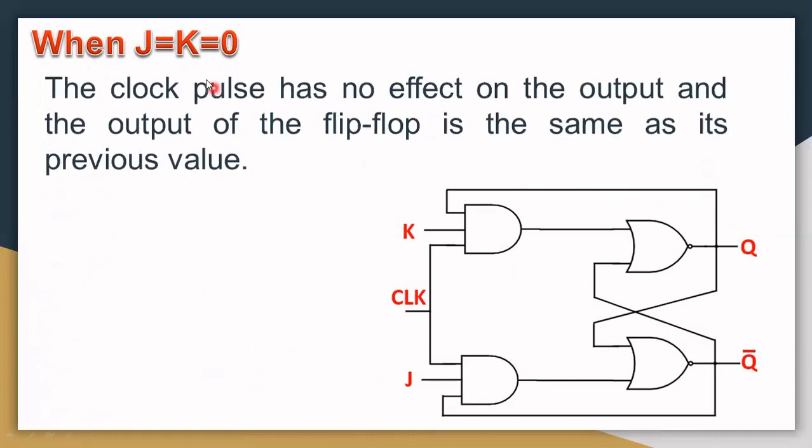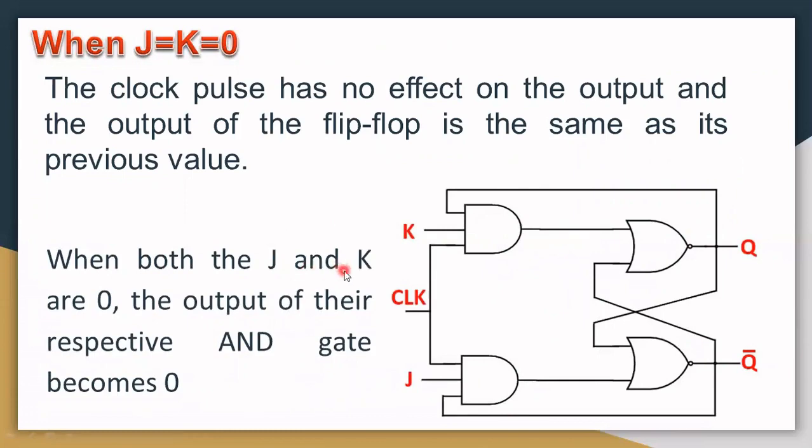The first case is when J is equal to K is equal to 0. Similar to SR flip-flop, there is no change in the output. That means when J is equal to 0 and K is equal to 0, the output of this AND gate goes to 0. Same way here, the output of this AND gate is also 0. Therefore, there is no change in the final outputs Q and Q dash. So, when both J and K are 0, the output of either respective AND gate becomes 0.